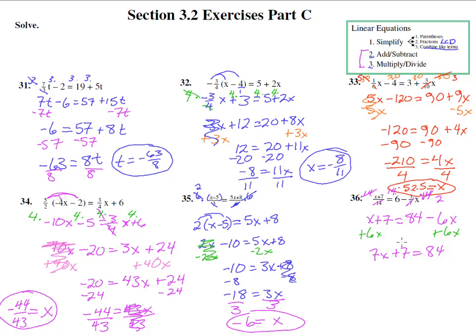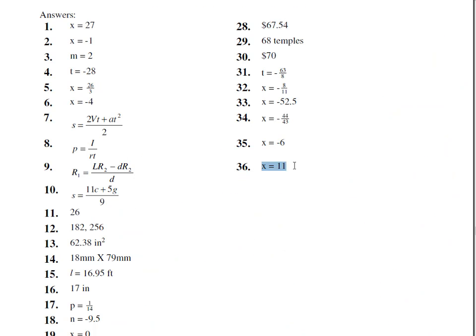Oh, look at that. We've got a simplified equation. So now we can add and subtract. So subtract 7 from both sides. And we've got 7x equals 77. Divide by 7, and x equals 11. Let's double check our answer. X equals 11. Good.